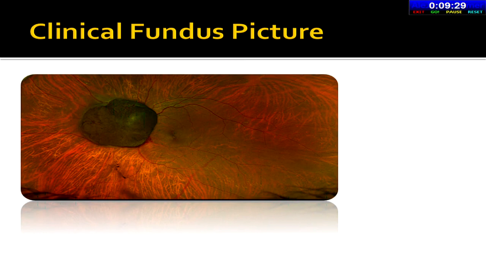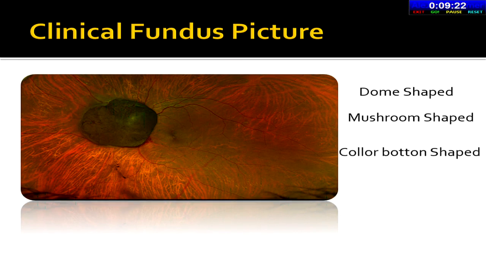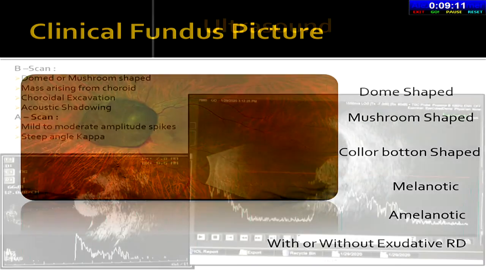So in clinical features, we see a dome-shaped choroidal mass, which may be pigmented or non-pigmented. When you see a mushroom shape, that means it has broken through Bruch's membrane and come internally. And then it may be associated with retinal detachment, exudative retinal detachment.